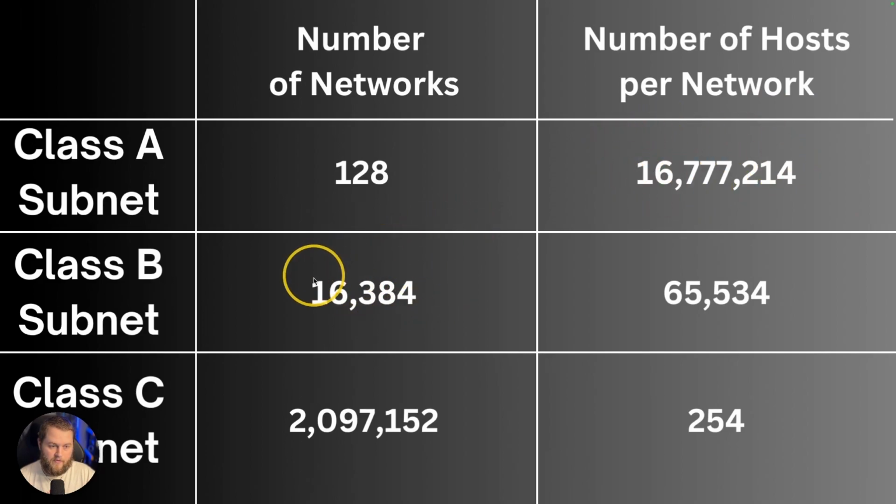Class B kind of falls right in the middle of that. So maybe you have a medium-sized corporation, and then you have 65,534 hosts, and that still gives you a lot, right? But it's not 16 million. And then for here, you have a Class C subnet where you have 2 million networks, but you only have 254 hosts per network. You can think about your home address, which is usually a 192.168 address, and usually you just have 254 devices that you can put on that.